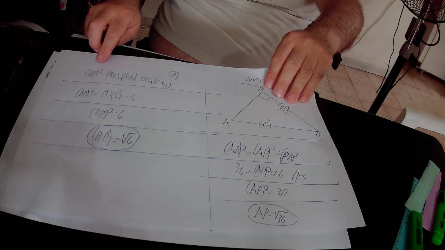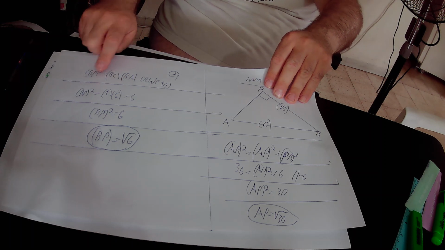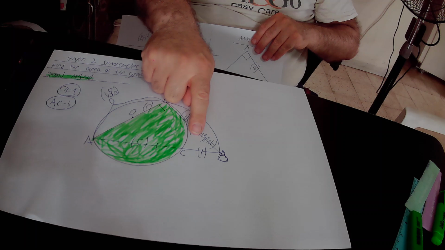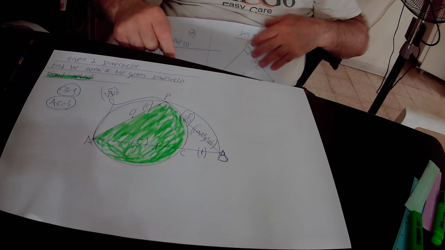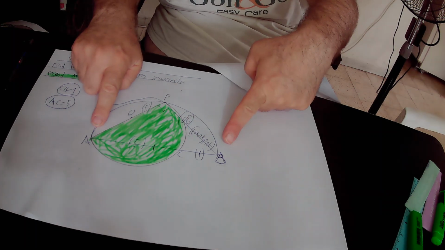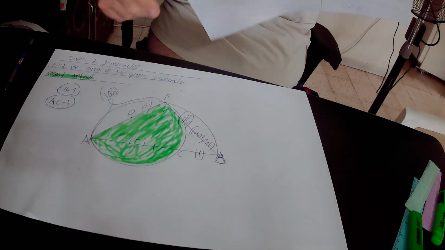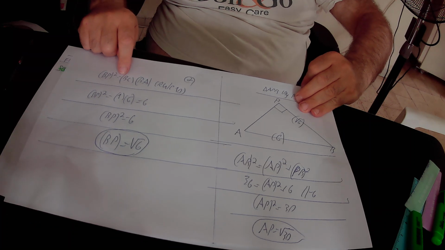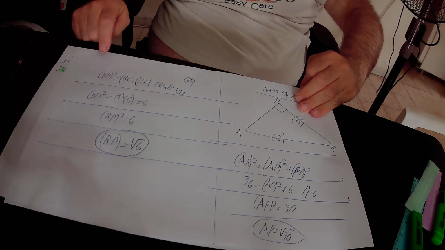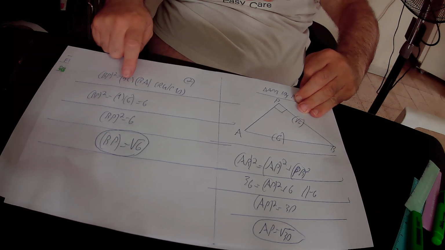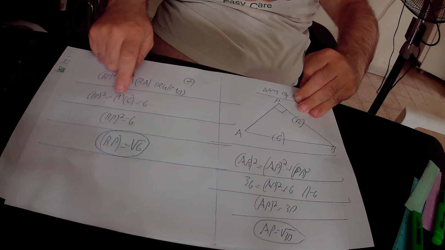BP is the missing side, so we leave it as it is. So BP square equals to BC, BC is 1, times BA. BA in total equals to 5 plus 1, that is 6. So BA is 6. Again, BC is 1, BA is 6, and therefore in total BP square equals to 1 times 6, that is 6. So BP square equals to 6.